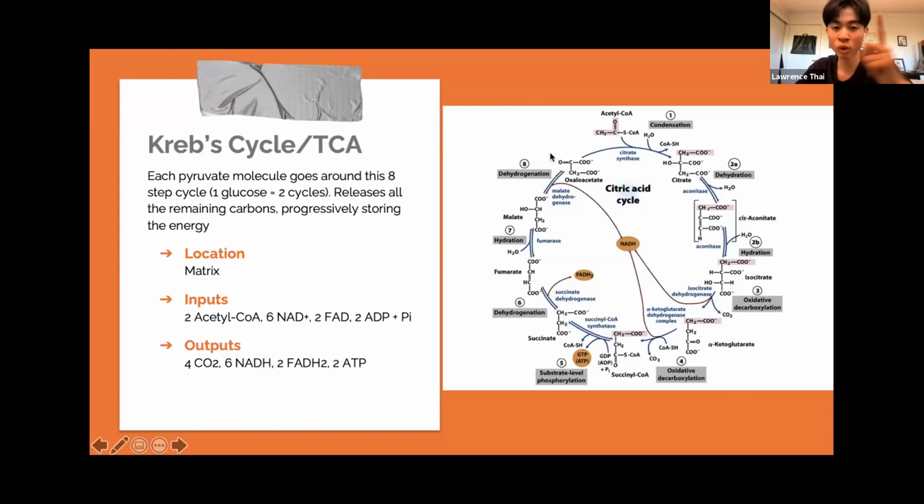Because for every 1 glucose we get 2 pyruvates, 1 glucose molecule has to go around this cycle twice. So we go around this cycle twice because we've got 2 pyruvate molecules or 2 acetyl-CoAs. And this is pretty much just the inputs and outputs.